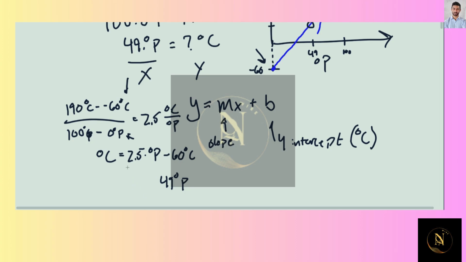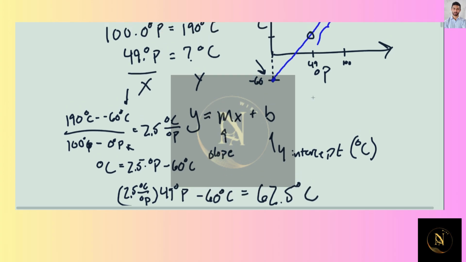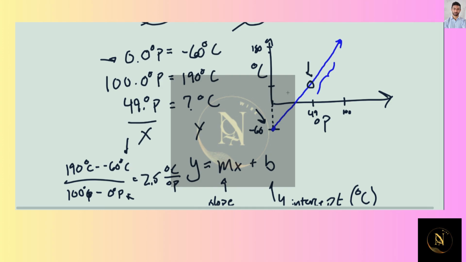Let me rewrite that here, just so the units work out: 2.5 degrees C over degrees P times 49 minus 60 degrees C. What do we get? It's 62.5. And that works out with our graphical representation. I tried to draw it somewhat to scale, and this could believably be 62.